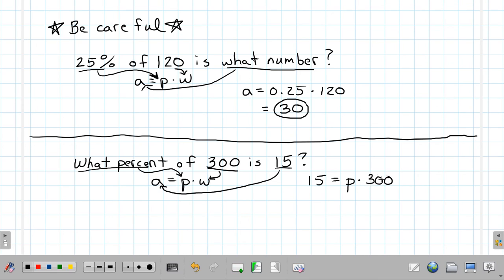Same as the other questions, once we get to this point, we're multiplying P times 300, so that means we need to divide by 300. If we divide both sides by 300, the 300s cancel out, so this is P times 1, which is P. 15 divided by 300 is 0.05. And once again, knowing how to make that decimal into a percentage, this is 5%.